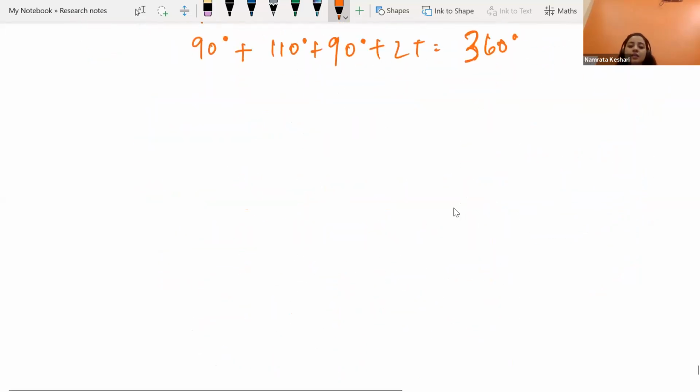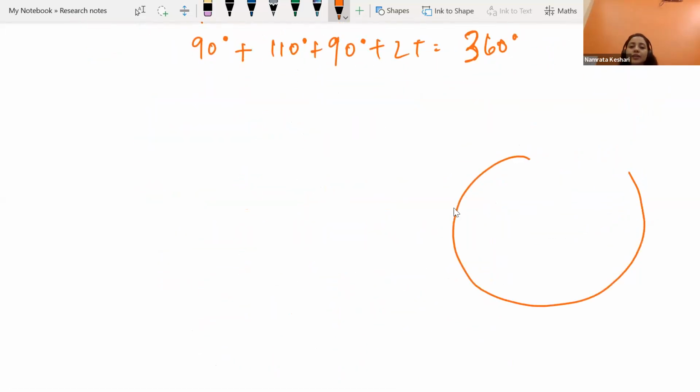Yes, Aisha, there is a theorem in this chapter. Only two theorems are there. If we draw a line which is just touching the circle at one point only, this type of line is called a tangent.